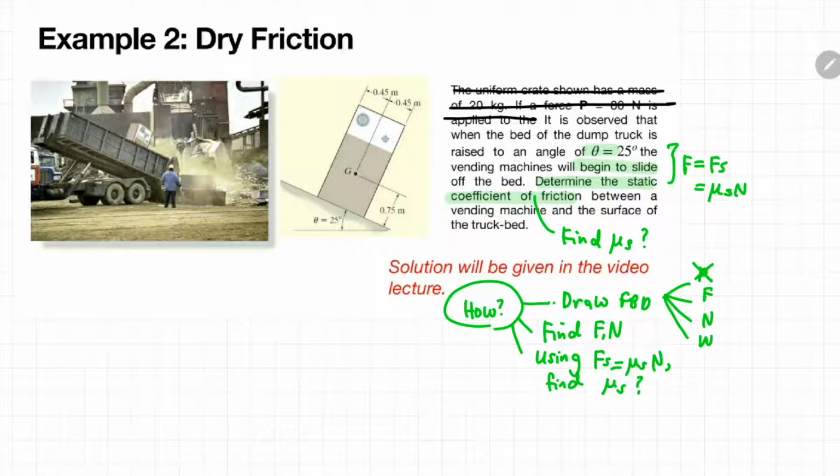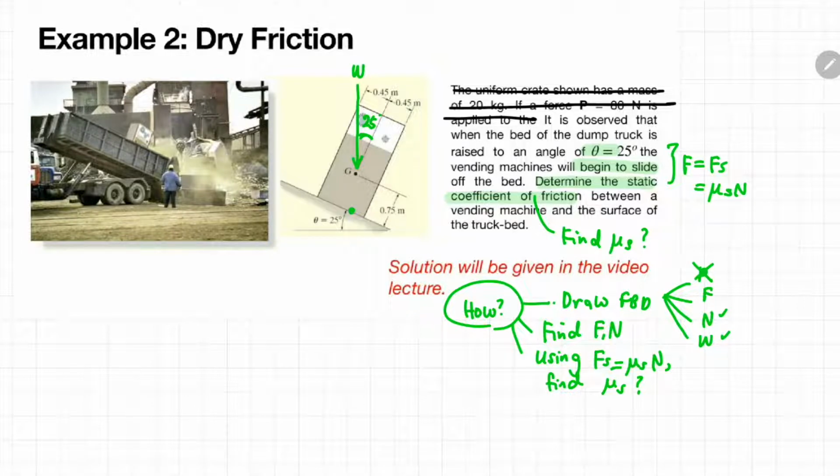Let's draw the free body diagram. So this is the direction of the weight of the vending machine. Okay, so you know that the inclined angle is 25 degrees, so definitely the angle over here will also be 25 degrees. Okay, so based on this checklist, the W is done. Okay, the next thing is we need to draw the normal force. So let me just delete this, and the normal force would be in this direction.